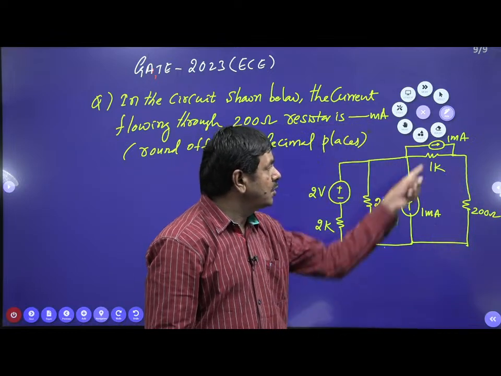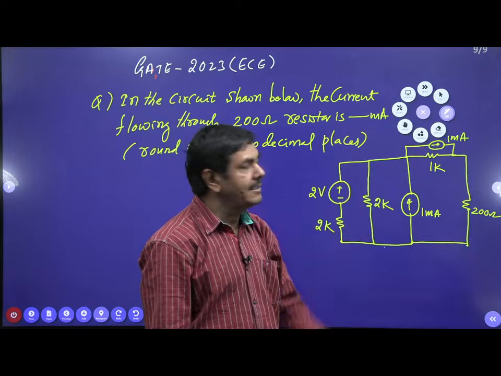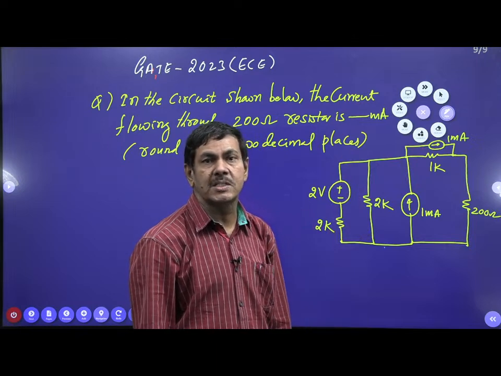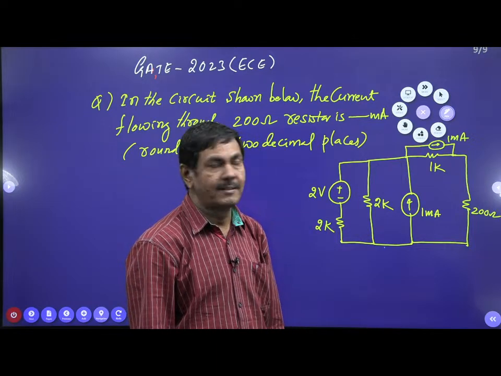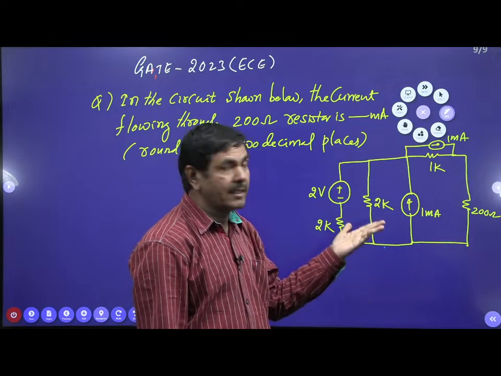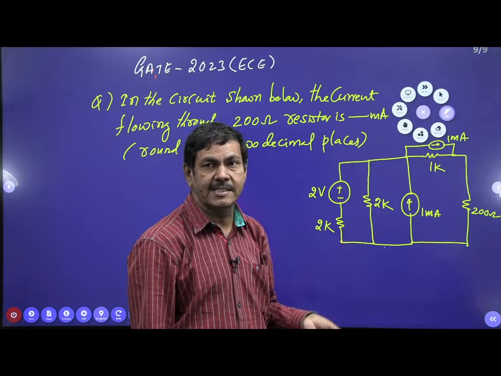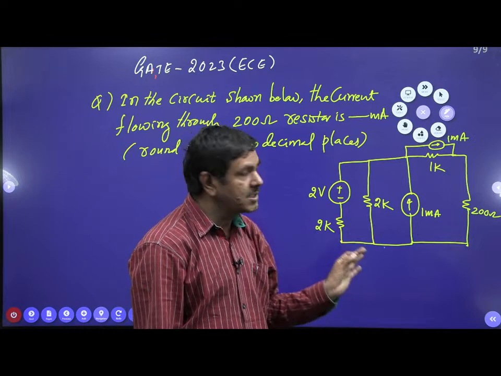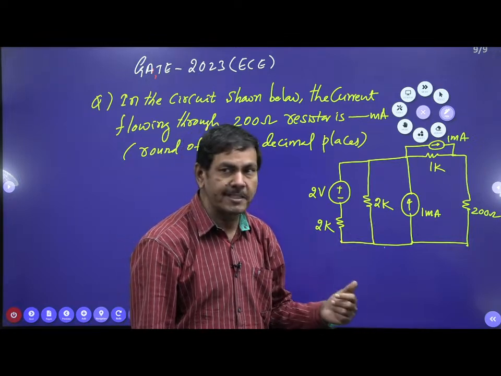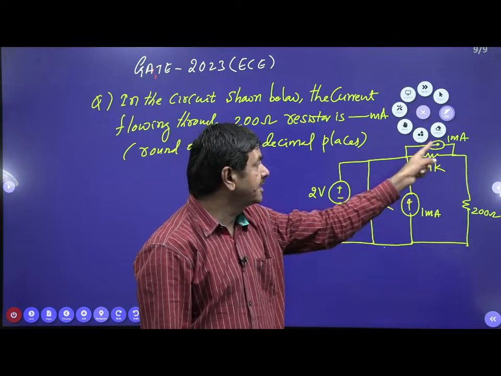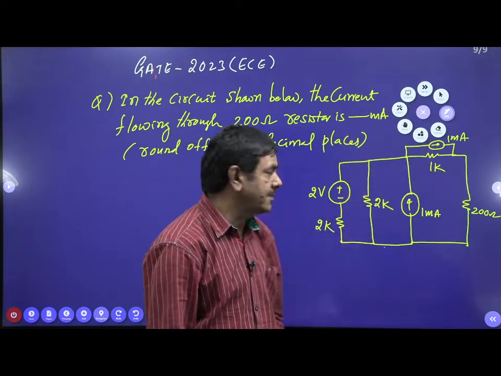Whenever a current source is connected in parallel to a resistor, we can apply source transformation. After that, we can start nodal analysis. I don't want to apply nodal analysis directly. First, wherever source transformation is possible, complete that first. Here the source transformation is possible, so we can do that first.